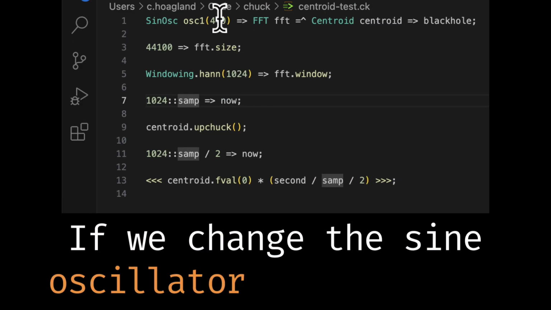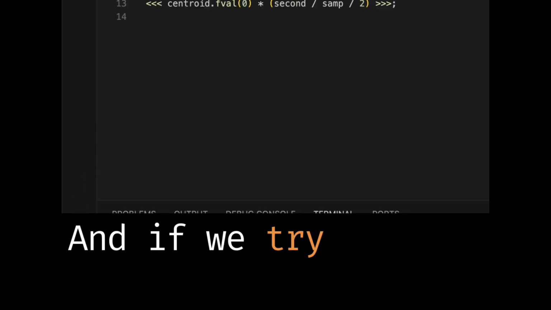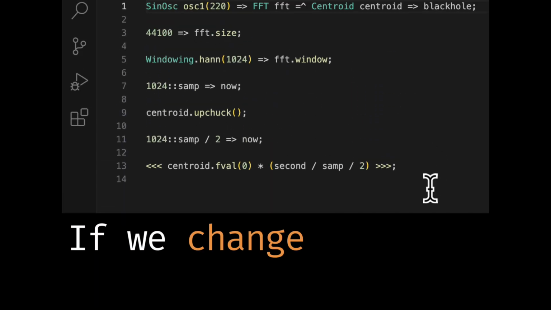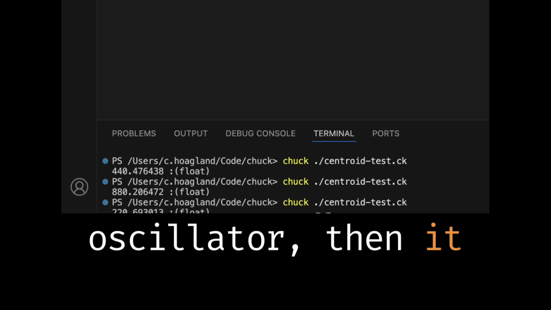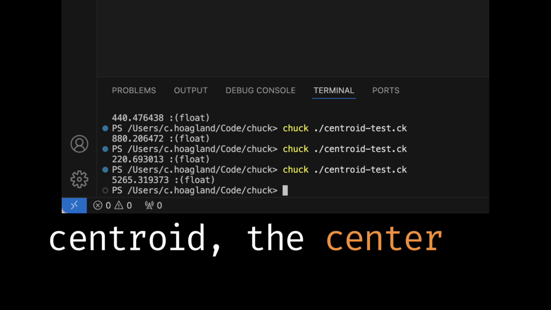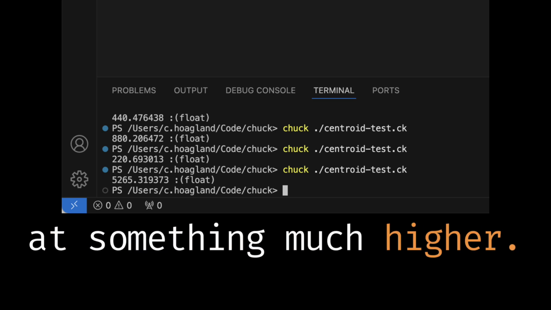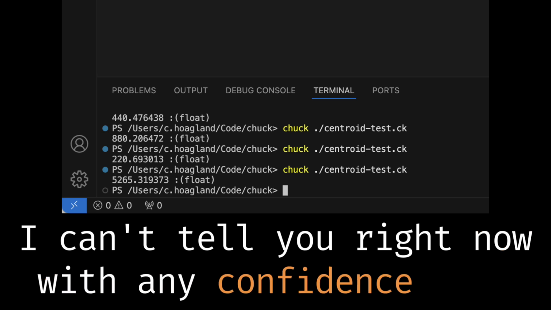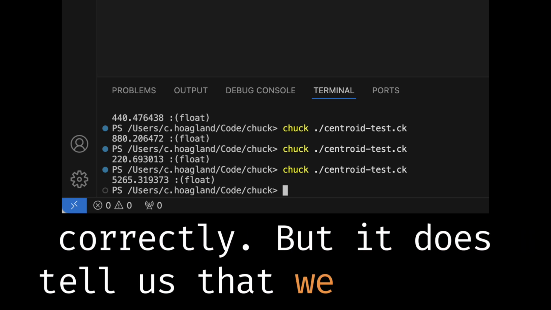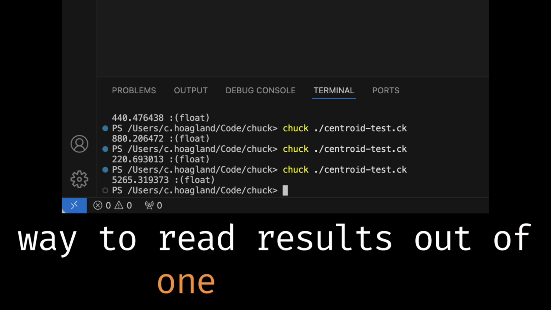If we change the sine oscillator frequency to 880, then the centroid reports approximately 880. And if we try 220, it reports 220. So that seems like it's working. If we change the sine oscillator to a square oscillator, then it reports something much higher, which tells us that, according to a centroid, the center of mass for a square oscillator is not at its fundamental frequency, but at something much higher. I can't tell you right now with any confidence what that means or even if I am interpreting that correctly, but it does tell us that we now know how to wire up a couple of yuanae, and we know one way to read results out of one of them.